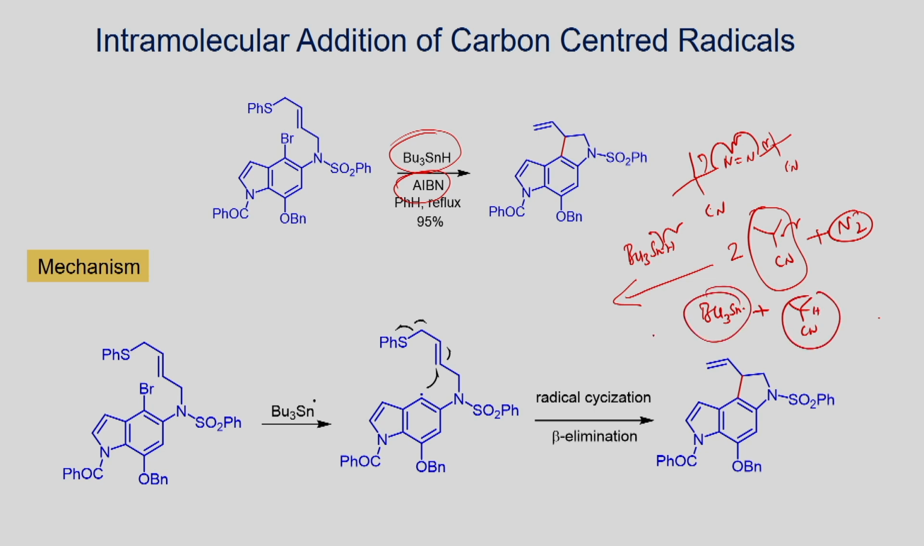Once you form this radical, it can readily react with the carbon halogen bond. You have the aryl bromide which can undergo homolytic cleavage, and you form the aryl radical. Once you form the aryl radical, it undergoes intramolecular cyclization, 5-exo cyclization, and you will be able to form this derivative.